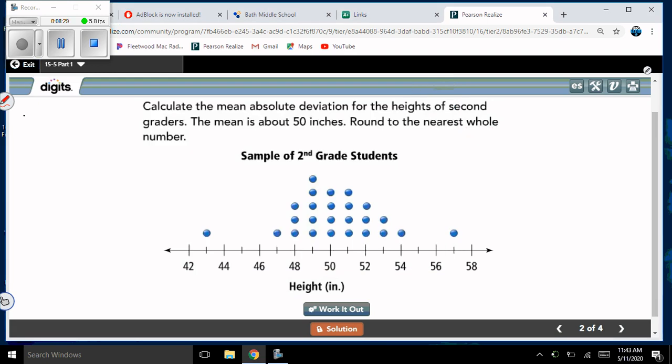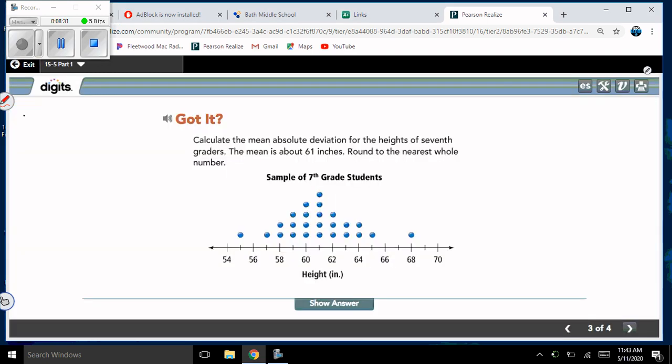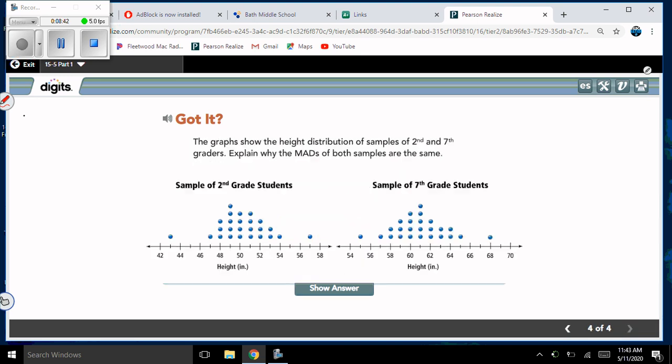All right, move on to, and this one's going to be very, very similar in terms of how we're going to process it. So I'm going to skip that one, I believe. We're going to move on to this one. They show the height distribution of a second grade kid and a 7th grade kid. Why are the maths of both samples exactly the same?